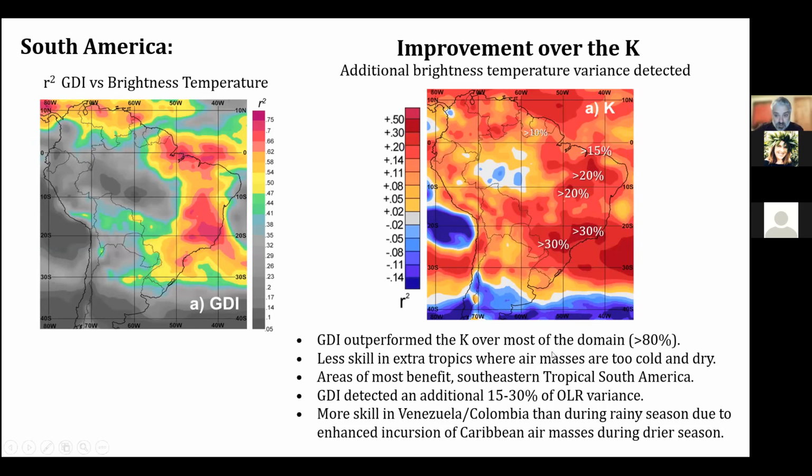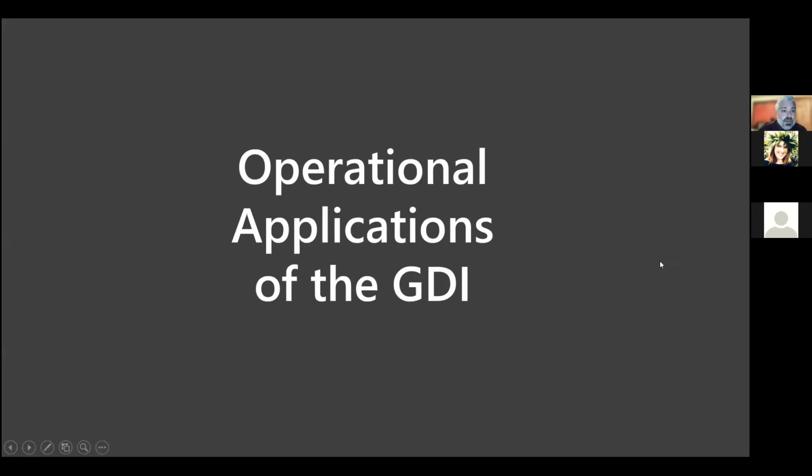But in South America, the GDI results were great. And in Brazil, we were amazed because we got even better results than in the Caribbean. For Southeast Brazil, the GDI was able to resolve an additional 30% of the variance than the K index. So we were very happy with the results.